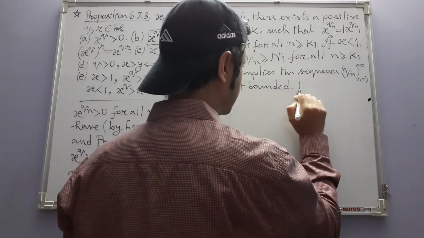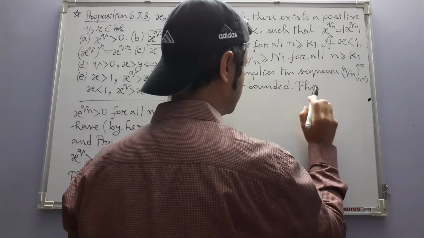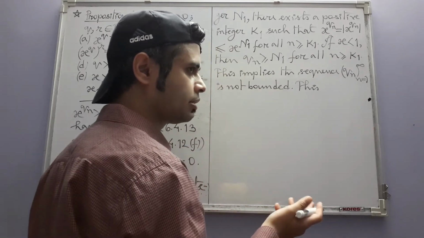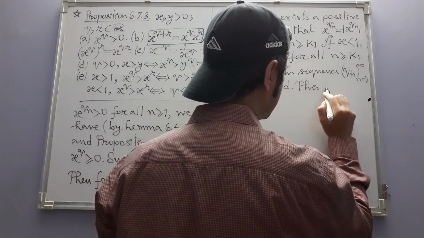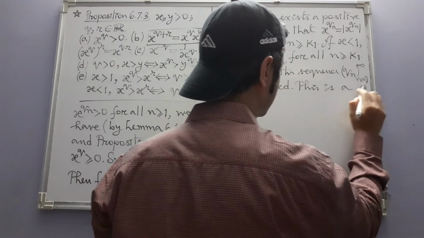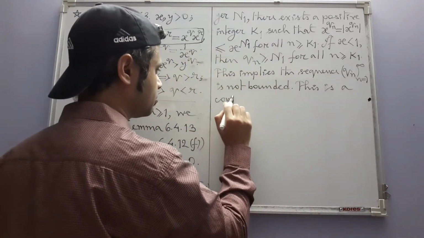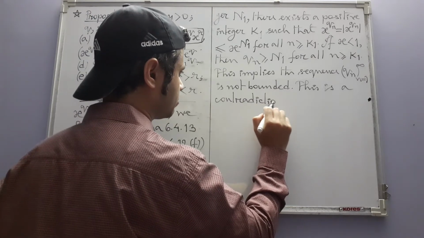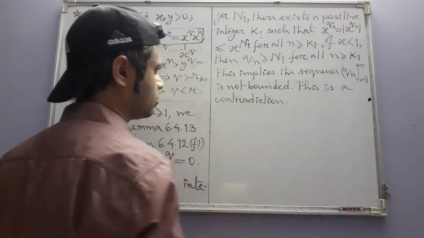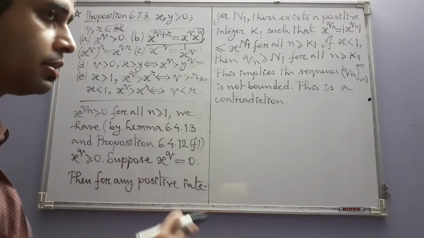This is a contradiction, because we know that Qn is convergent and hence it has to be bounded. This is a contradiction. But there is one more case.